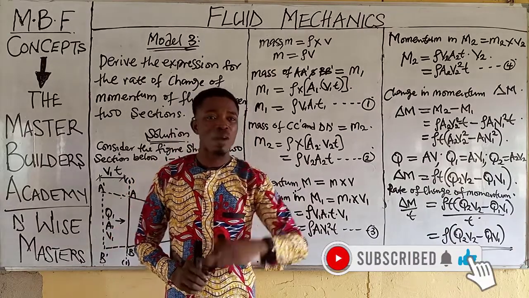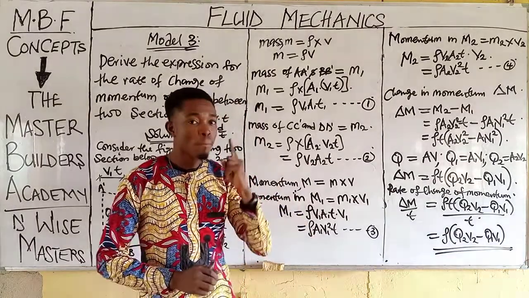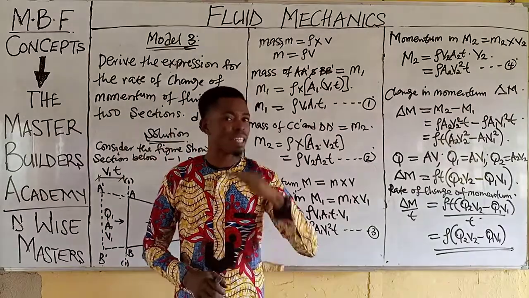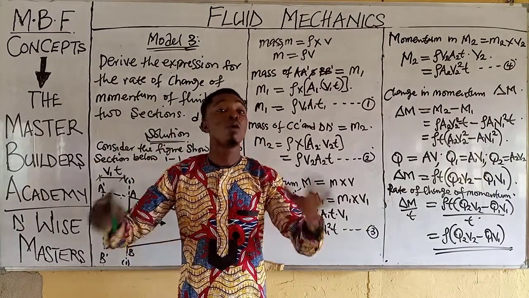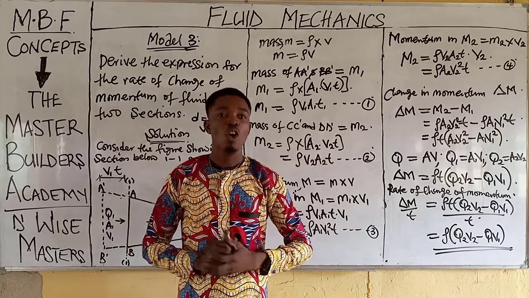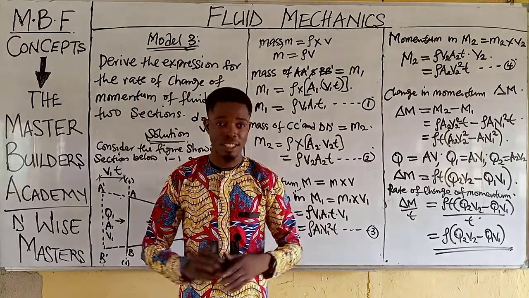Now, like I said earlier, we have 6 models to derive in fluid mechanics. We have derived the 3rd one. Now, guys, I will see you in the next class where we'll be looking at part 4 of this derivation lesson. See you guys in that class.